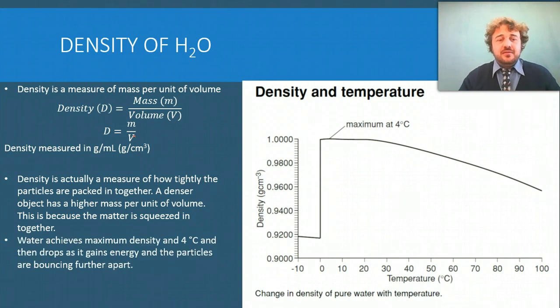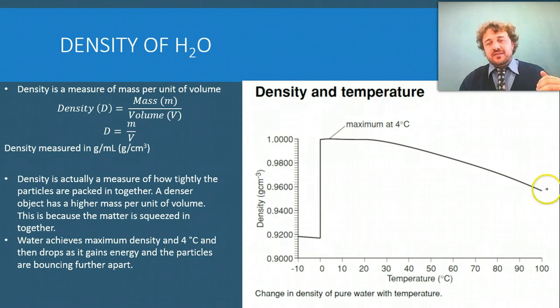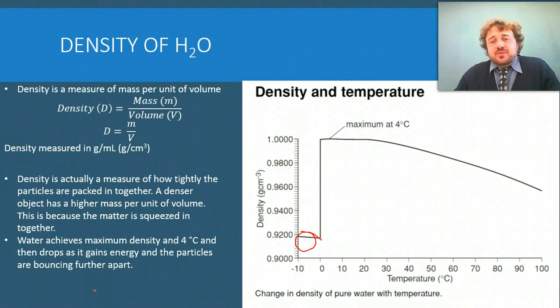All right, so water achieves maximum density at about 4 degrees Celsius, or what's that, 277 Kelvin. That's its absolute maximum density. And after that, it decreases. But what's really cool is, you see here, that's water as a solid, and it's got a lower density.